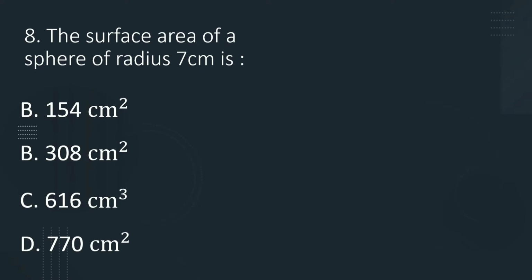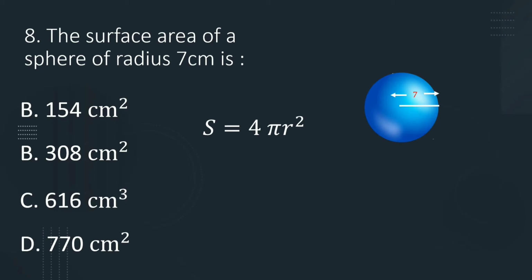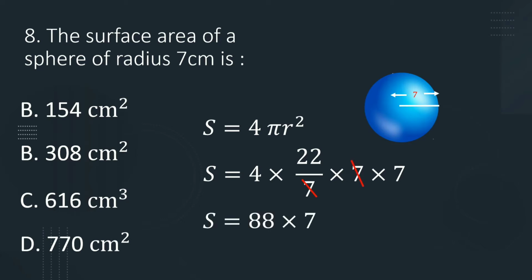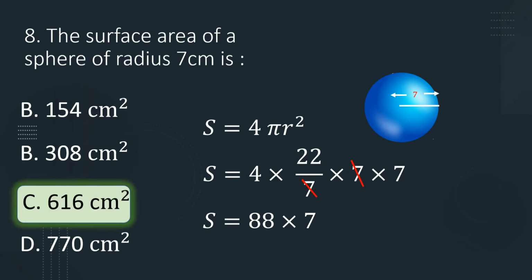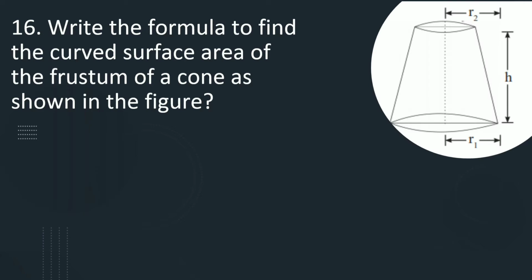The 8th question is surface area of the sphere of radius 7 centimeter is. Very easy if we know the formula. Surface area of sphere is 4 pi r square. Let us substitute the values. Instead of pi, 22 by 7, r 7 into 7. 7 and 7 get cancelled here. 4 into 22, 88. 88 into 7 is 616 centimeter square.